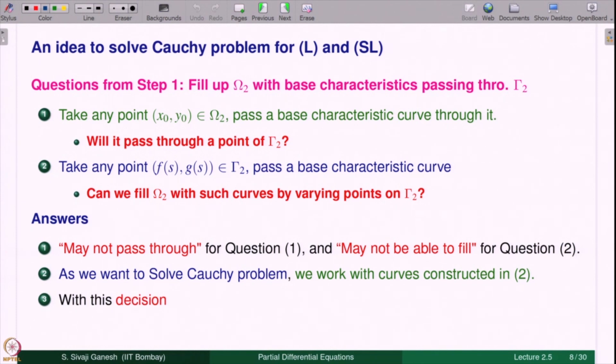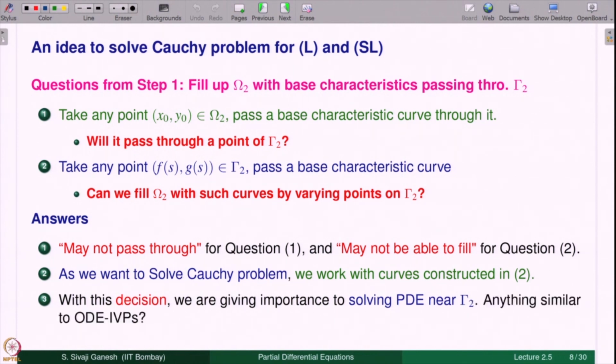So, with this decision we are giving importance to solving the PDE near gamma 2. Why do we say near gamma 2? Because we may not be able to fill up the entire omega 2 by using the curves that we get as an answer to step 2. We may not be able to fill it, but definitely we will cover gamma 2. So, we should be happy with that to start with.